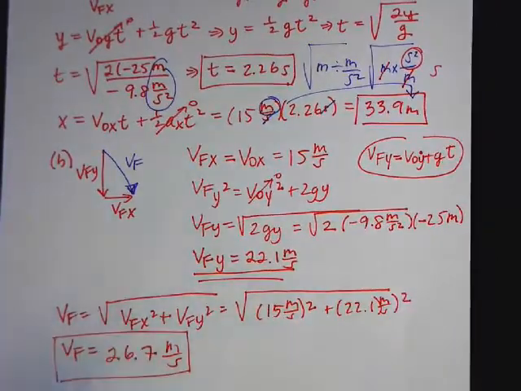So this is the horizontal launch. And again, this is easy because our initial velocity is just all horizontal and it has no vertical component.